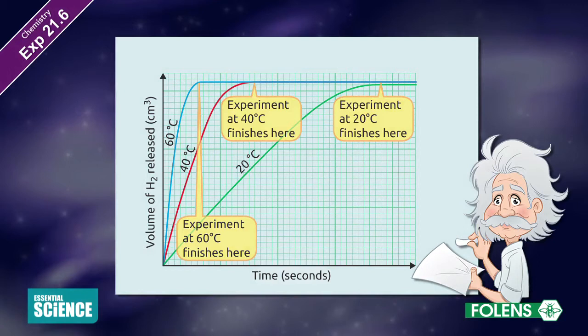Note from this graph that the rate of reaction is greater at higher temperatures. That is, the graph for the reaction at 60 degrees Celsius rises more steeply than the reaction at 40 degrees Celsius, which rises more steeply than the reaction at 20 degrees Celsius.